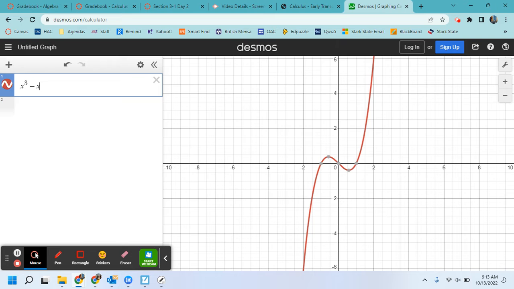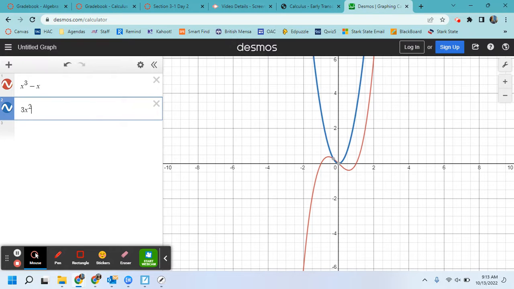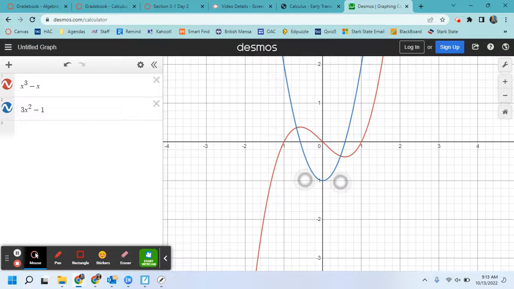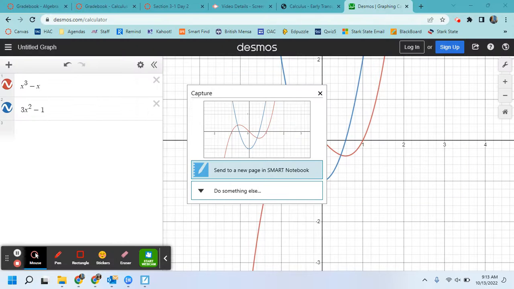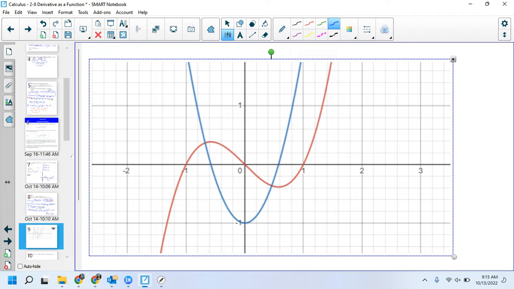Minus x. And then what was my derivative? 3, I don't even have to look at it. 3x squared, shift 6 squared, minus 1. Let me zoom in a little bit. There is one whole section in chapter 4 where we compare the graphs of f and f prime and f double prime to see what the variations are.